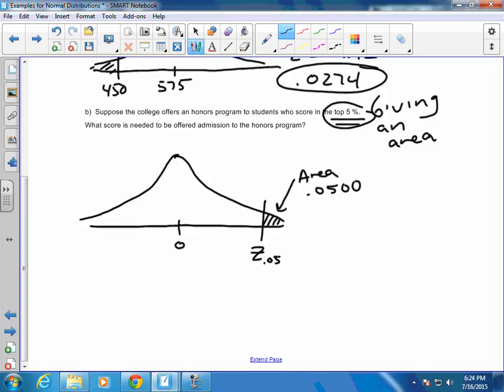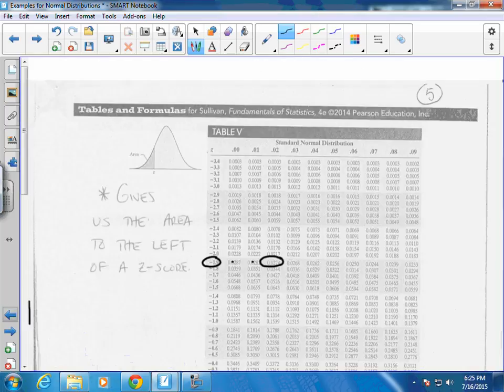Well, different people find this in different ways. The way I like to do it is say, if I know the area over on the right side is 0.05, then that means the area to the left of this z-score is 0.9500. So what I'm going to do is go back to the table and use it in a different way. I'm going to now try to find the z-score that has an area closest to 0.9500 in this table.